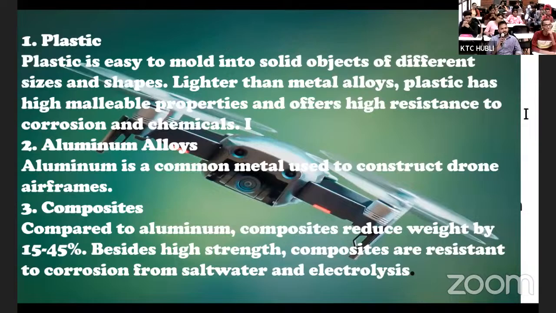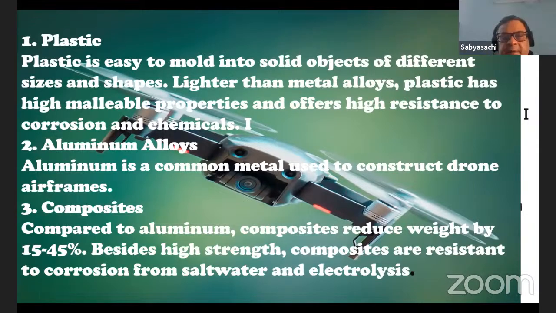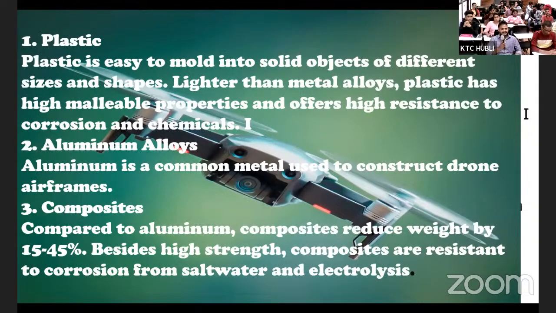First, they use plastic because plastic is very lightweight. It can be plastic or it can be a composite material, which is basically made of light material and can be sturdy. It may not be plastic also. So it depends upon what kind of drone.